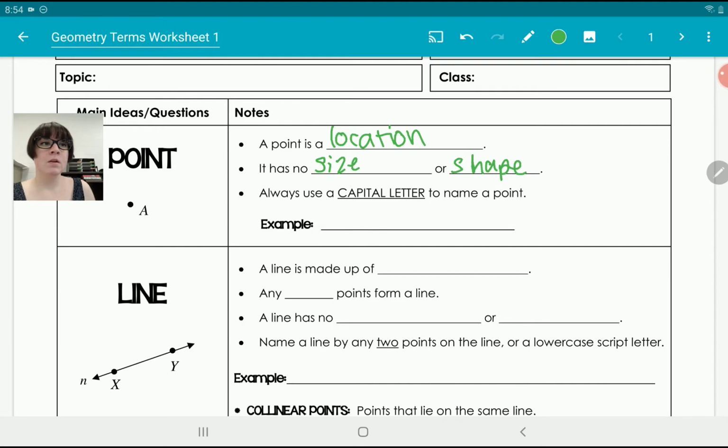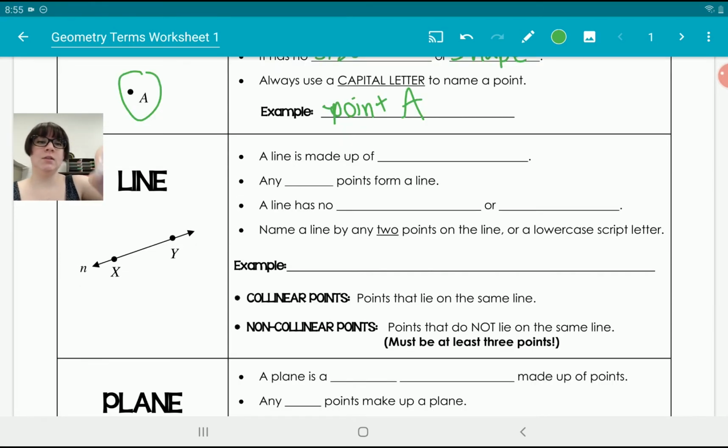Okay. So whenever we name or label a point, whenever we're recalling a point, so for example, we're looking at this point, we would use a capital letter to name it, and so we would just label this point A. Again, a point is just a location, just a point on the map, a point on a plane, a point on a sheet of paper, that kind of thing. It has no size or shape because it's just the little dot. And we always use a capital letter in order to name or label a point.